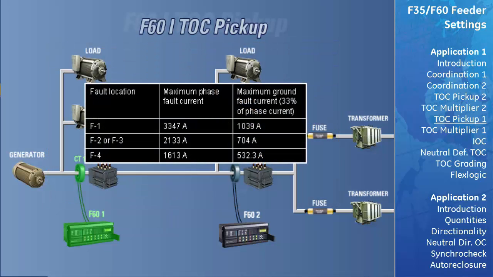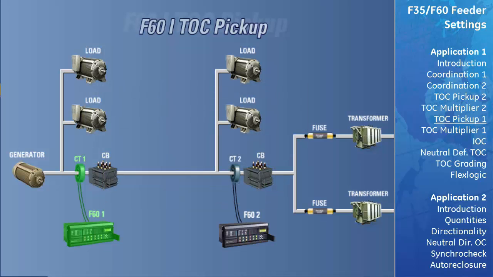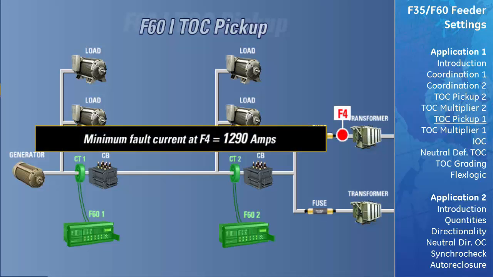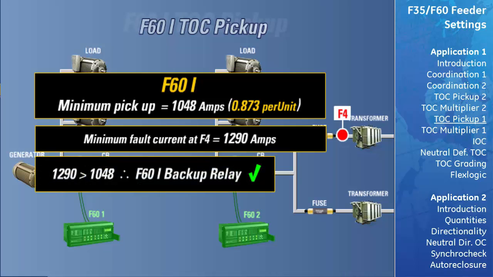With reference to Table 1, the maximum downstream fault current for this relay is 2,133 amps. Performing the same checks as was done with the TOC pickup of F60 II, F60 I's pickup was found to be acceptable. To ensure that F60 I can act as a backup for F60 II, the minimum fault current magnitude at the end of the F60 II's zone of protection is compared to F60 I's pickup. A minimum fault current of 1,290 amps at location F4 is greater than F60 I's pickup, and so F60 I can act as a backup for F60 II.